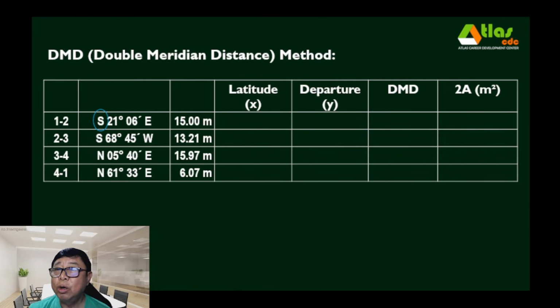So looking at our bearing here, we have the south. If that is a south bearing, then our latitude will be negative. And on the other side, if your bearing is west here, then it means that our departure will be negative. So you have to make sure that your assignment for the negative sign is correct.